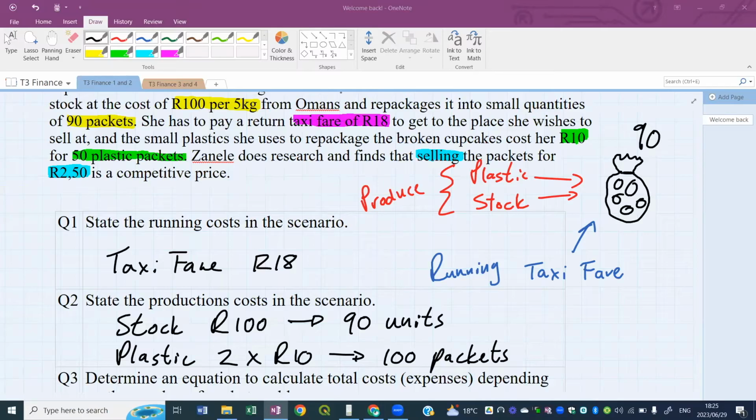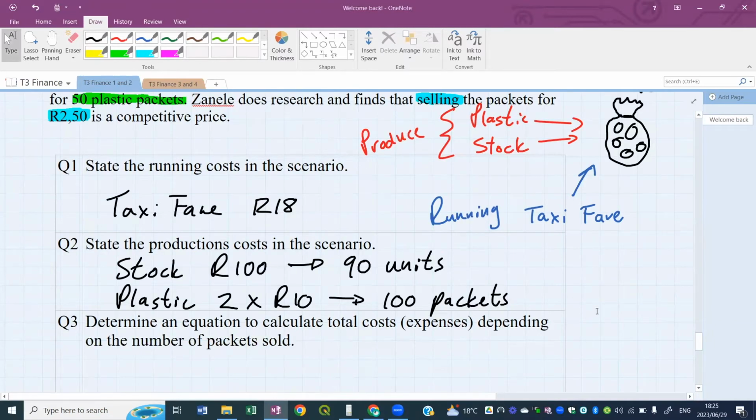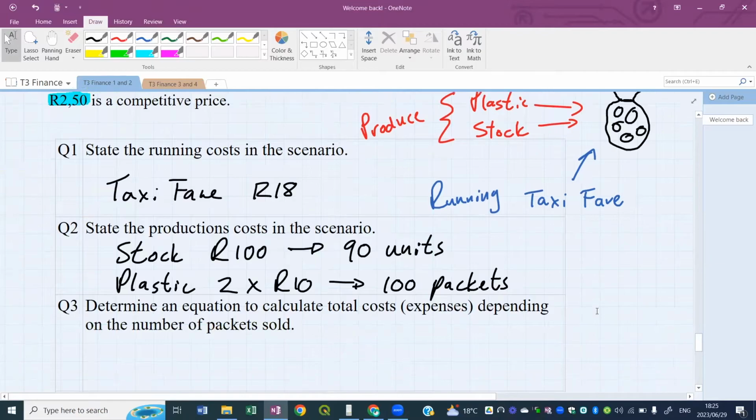So when it says she had to pay a return taxi fee of 18 Rand, it's got nothing to do with making a packet of cupcakes. It's just transport to get her to the marketplace. But that is a cost. It's a running cost to run her business. Okay. I hope that makes sense, Chiamo. All right. So we're just stating the production costs here. What they're asking us to do here is to split them up into the running costs and the production costs.